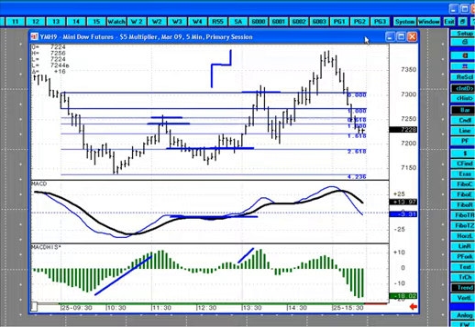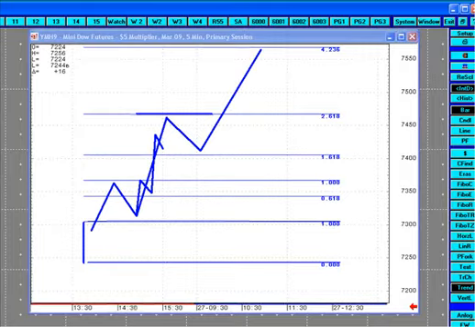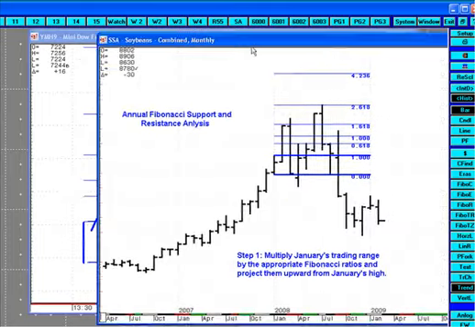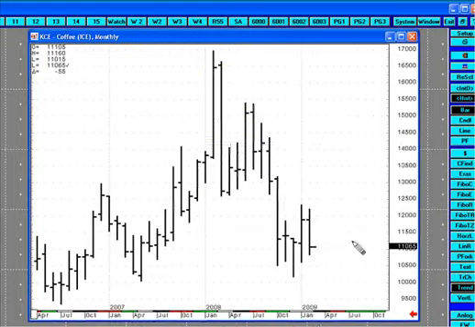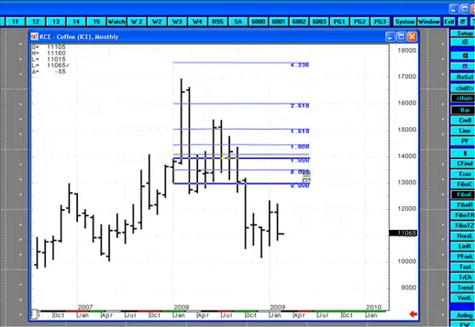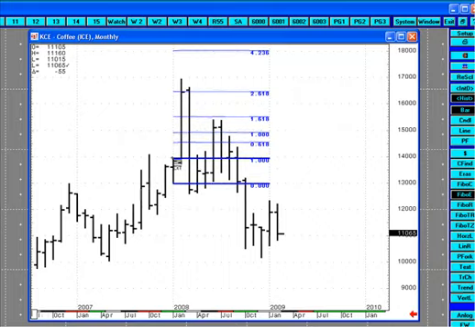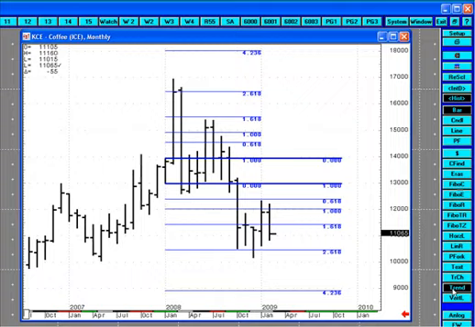What I would basically do, I would begin, let's take a look at coffee. Okay, here's my annual Fibonacci and support level analysis. Now again, if you're familiar with my monthly futures junctures work, where I outline instructions on how to utilize the technique, I give you some tips and guidelines on actually how to utilize this.